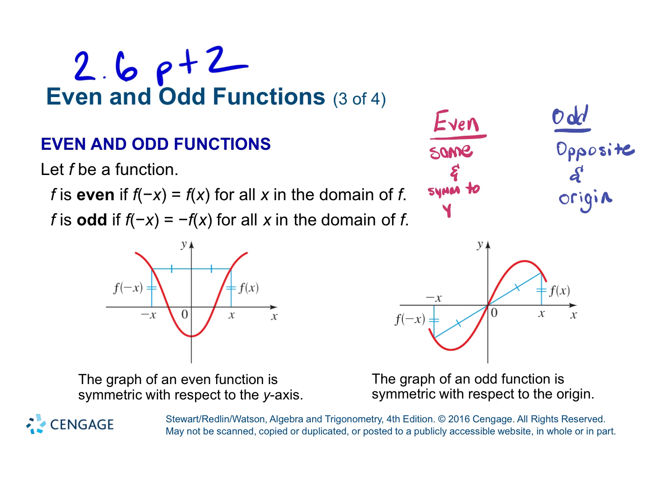So if a graph is even, or if a function is even, it's going to be symmetrical to the y-axis. So if I put a line down the y-axis, this y-axis acts as my mirror. So it's going to be the same picture on the left and the right side. So this graph here would be even.